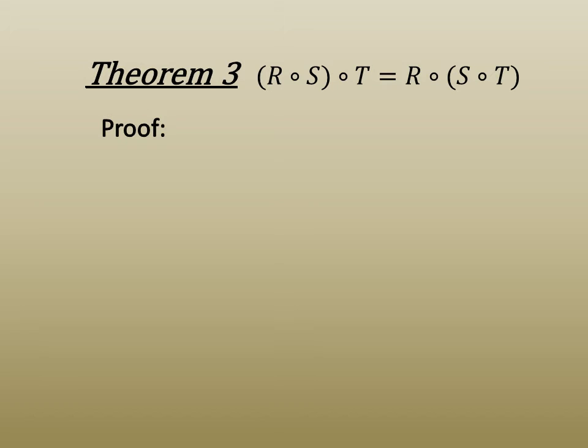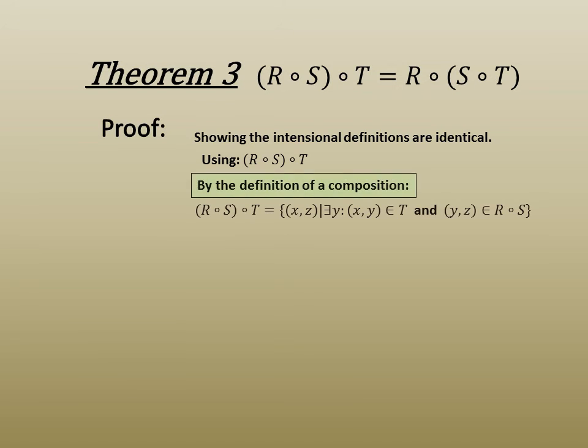For the last part of this lesson, we will prove the theorem that relation composition is associative. This proof is better read than presented, but we will go through the steps to demonstrate the logical flow of the proof. To do so, we will show that the intensional definitions of the sets on both sides are identical. We will start with the left-hand side.